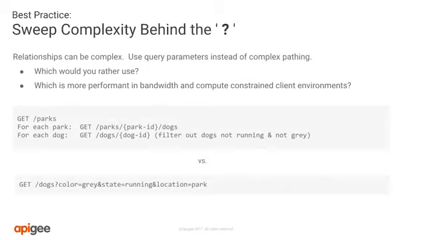Finally, let's talk about query parameters. When it comes to the relationship between your resources, things can get very complex very quickly. As a result, your API paths may start to look confusing, such as the example shown. Instead, you may want to use query parameters to sweep that complexity behind the question mark symbol. Put yourself in the app developer's shoes and see which of the 2 examples shown here you would rather use when making an API call.